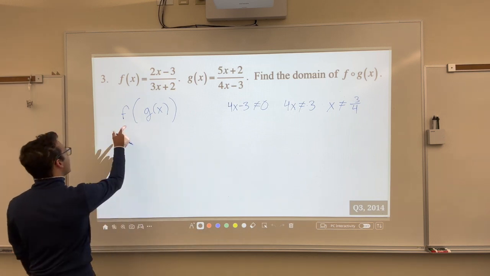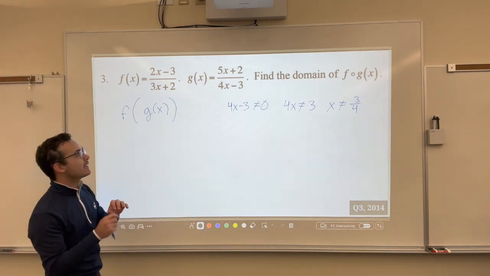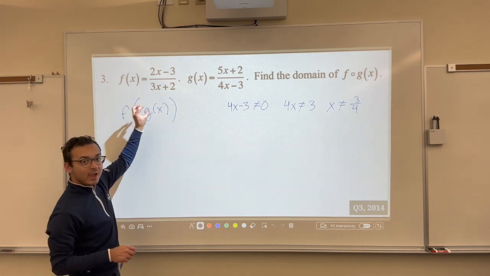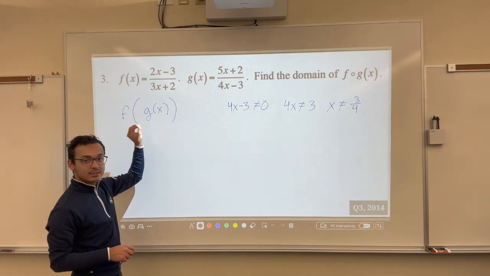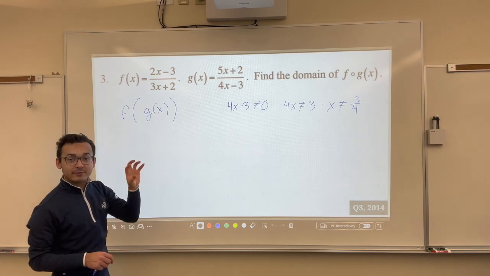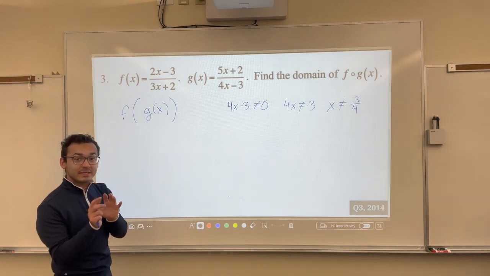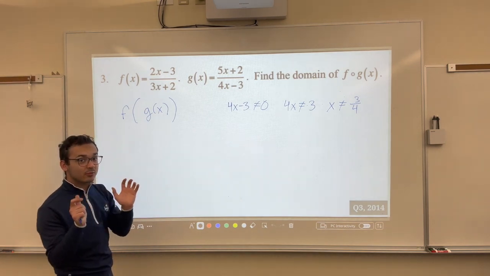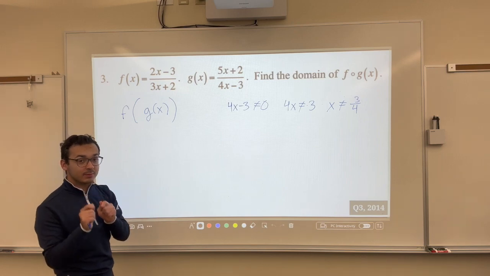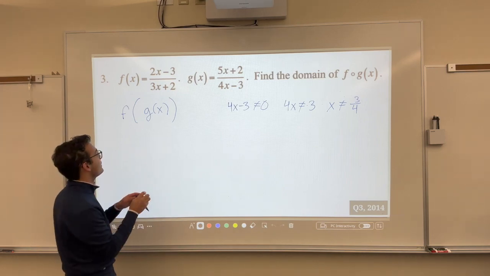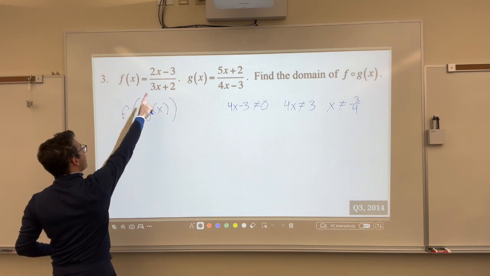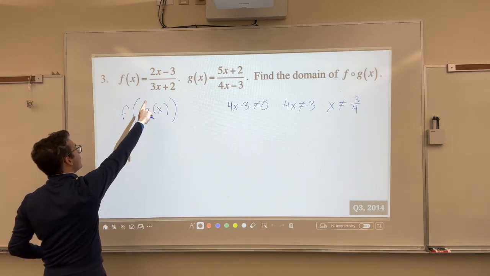Now let's think about f of x. This is where we've got to be careful. We're going to find where f of x is not defined. However, that x value will be a valid input of the overall function. That might sound a little bit confusing right now, but I'll show you what I mean. So f of x is 2x minus 3 over 3x plus 2.